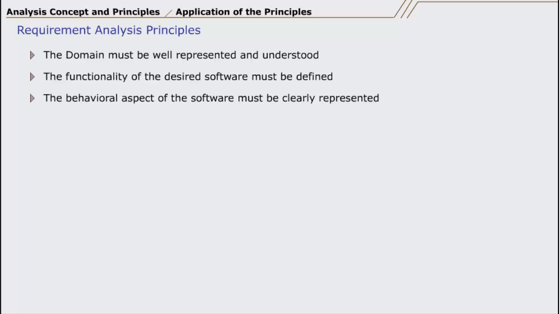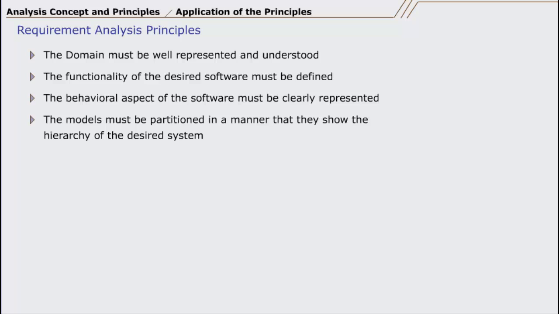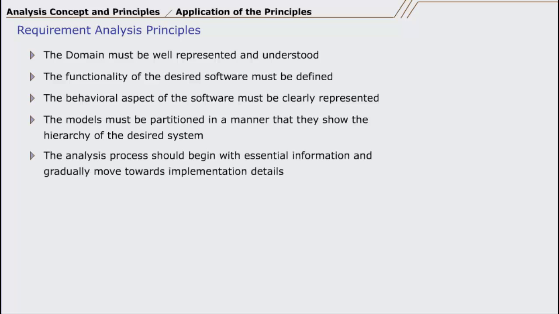The fourth guideline is that the information, functional and behavioral models must be partitioned in a manner that they show the layers or hierarchy of the desired system. The fifth and last guideline states that the analysis process should begin with essential information and gradually move towards implementation details.